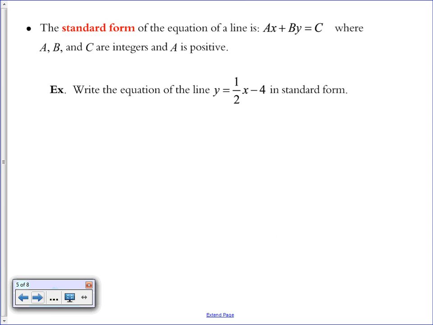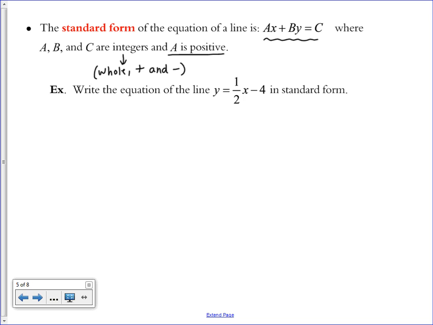The third form is called standard form of the equation of a line. And the formula for that is ax plus by equals c. What's important to note is that a, b, and c have to be integers. Integers means whole numbers, positive and negative. And then more specifically, a should be positive.